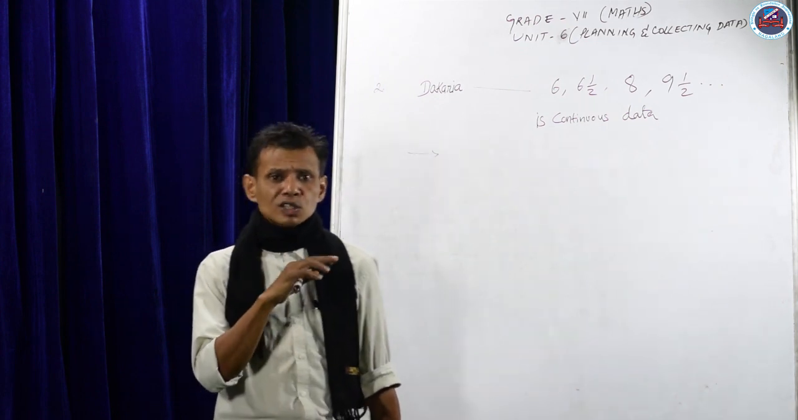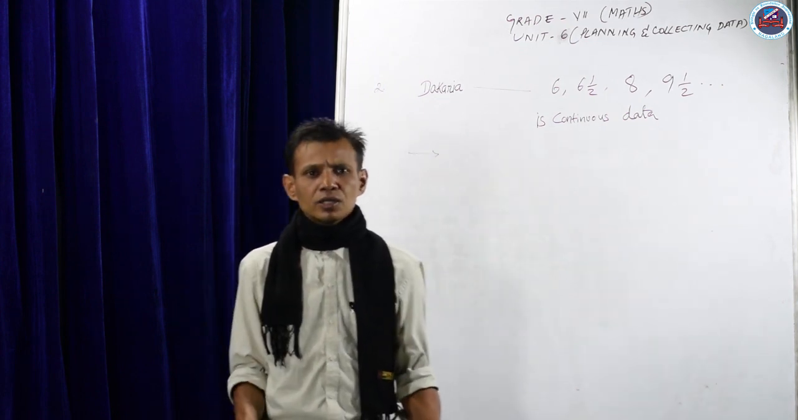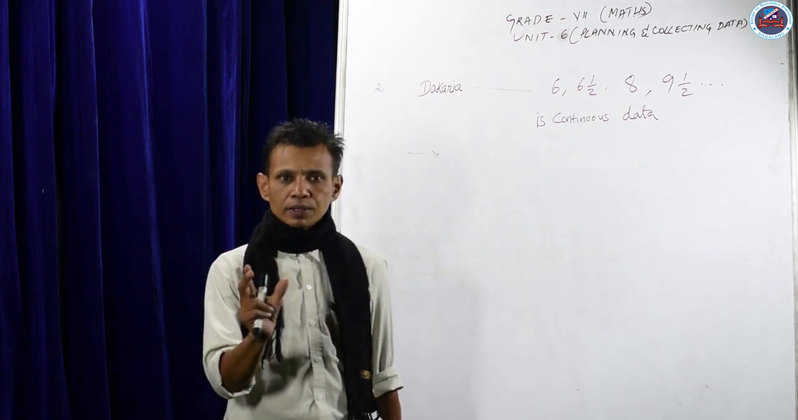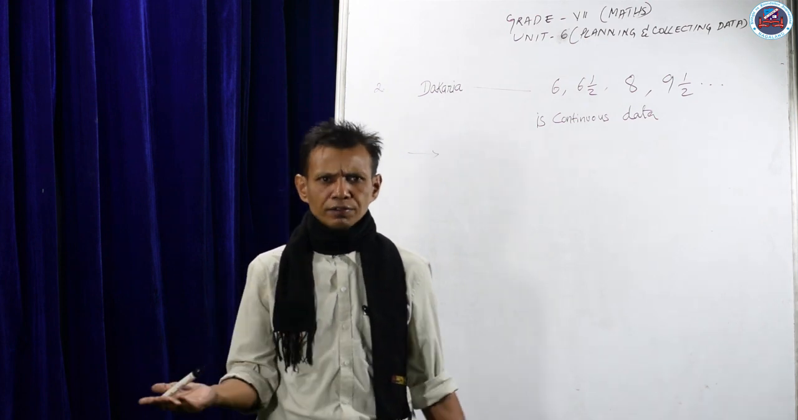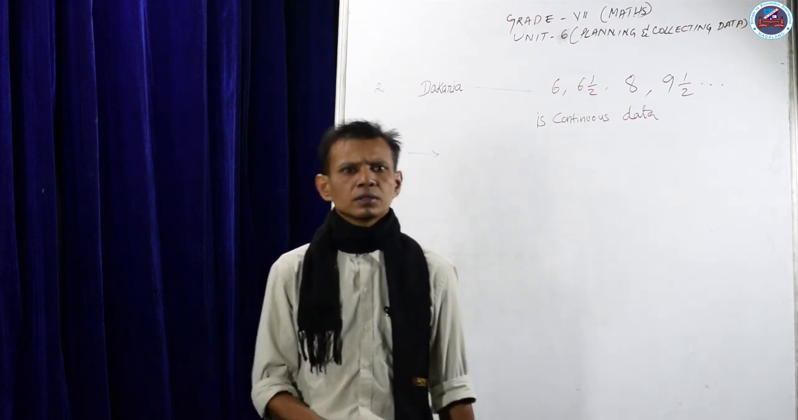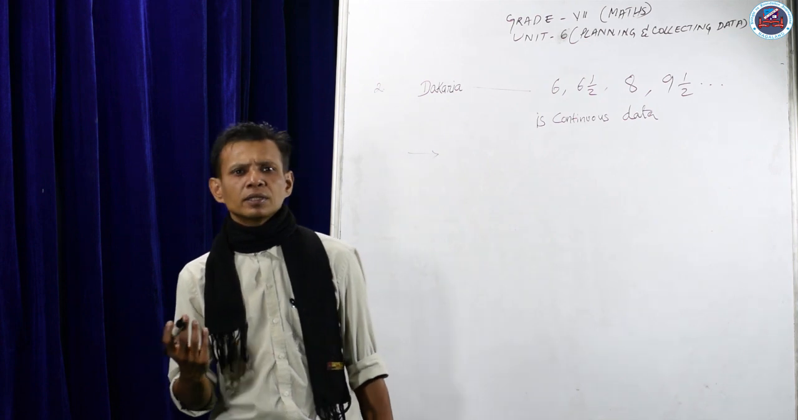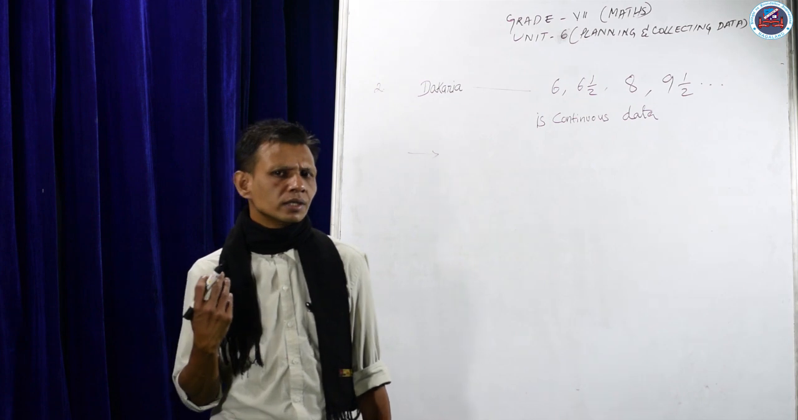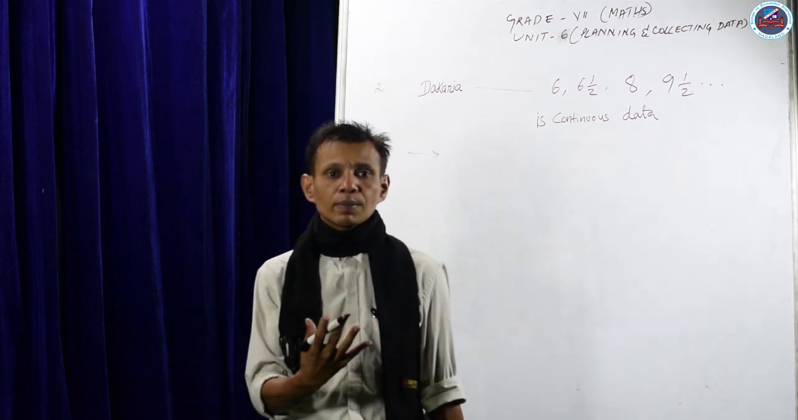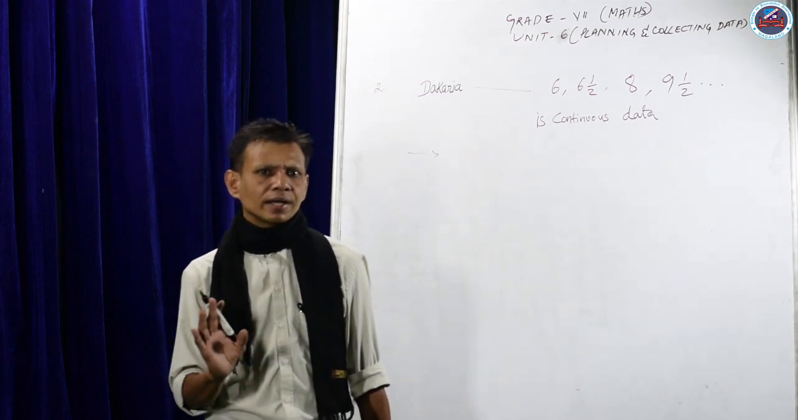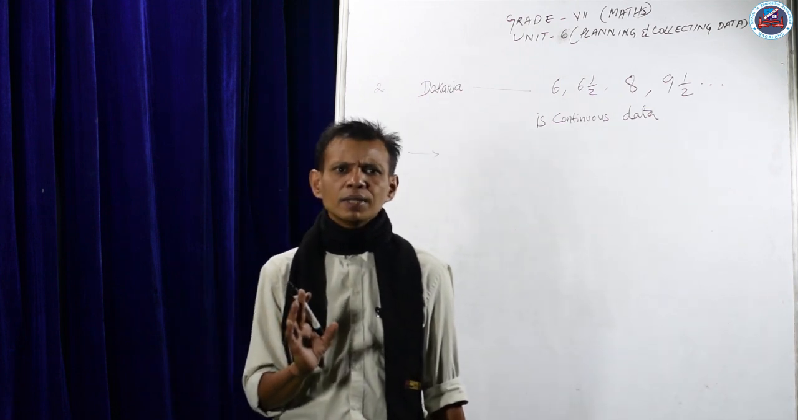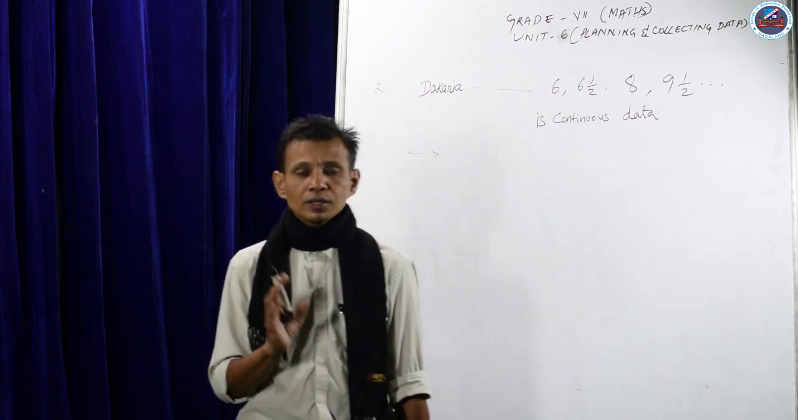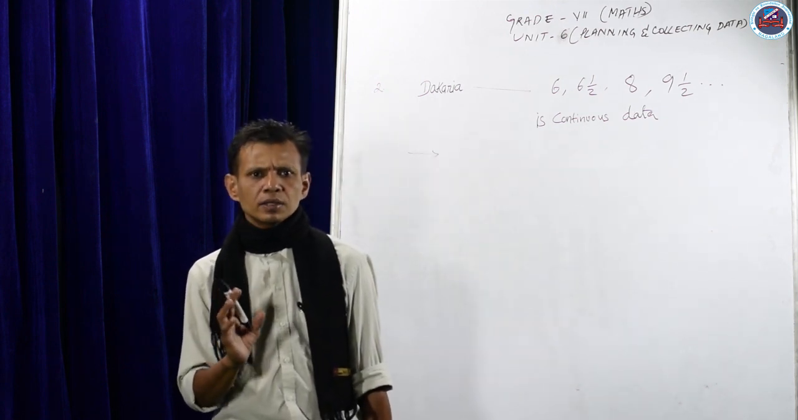Discrete data means exact values, exact numbers. That means, for example, 500 or 85, 97, whatever. We just consider it like a whole number. A whole number is a number which does not have any decimal. Decimal numbers are not whole numbers, or even any fractions. So discrete data means exact numbers.